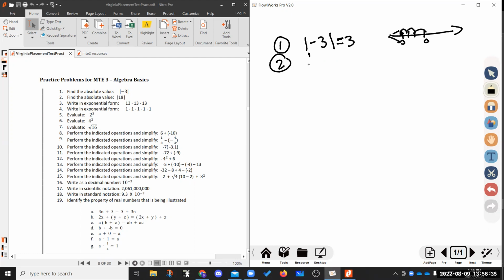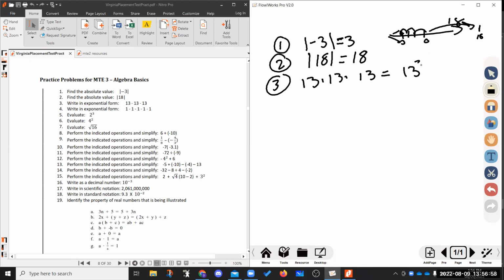For number 2, it asks us the absolute value of 18. Well, that's 18 units away from 0 in the positive direction. 18 is over here somewhere on the number line that we would have to travel 18 units to the right to get to it. Number 3 asks us to write 13 times 13 times 13 in exponential form. That's going to be 13 to the third power.